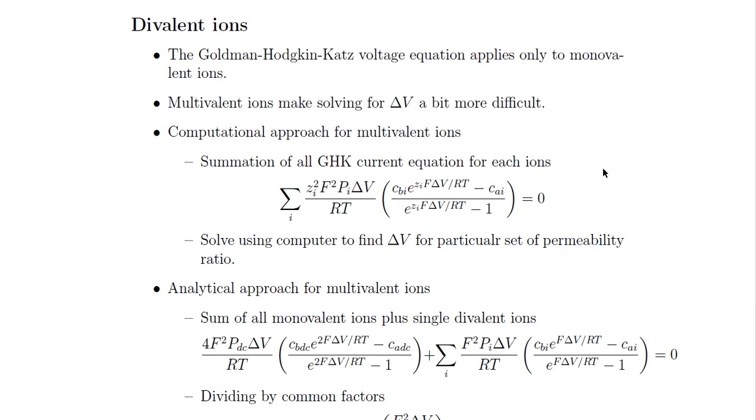So if we have a divalent ion, let's say Mg2+, the GHK voltage equation applies only to monovalent ions. A multivalent ion makes solving for delta V a bit more difficult. So we use CAS, computational algebra system software, to solve the equation. Using a computer, we can find delta V for a particular set of permeability ratios.